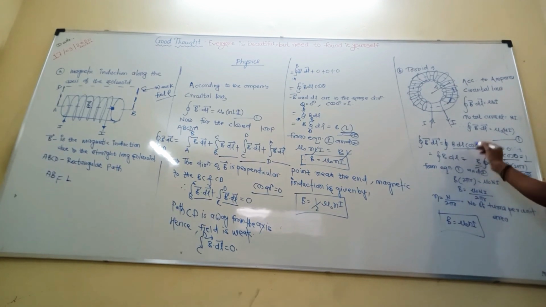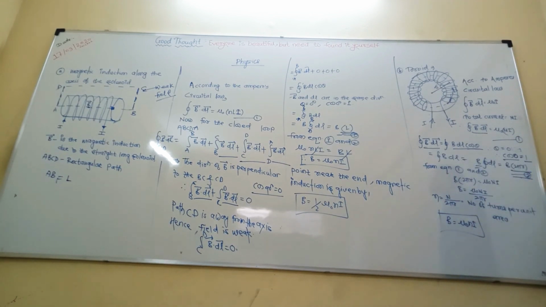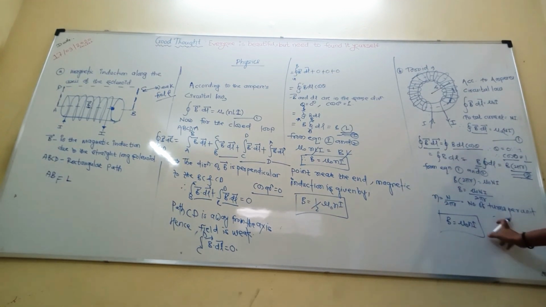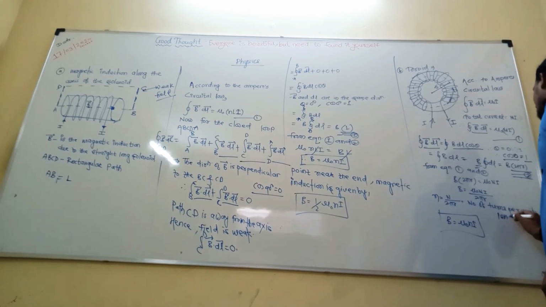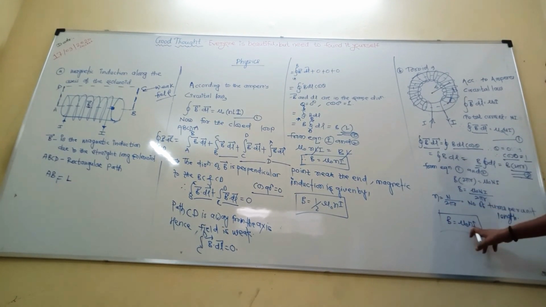Again we compare equation first and equation second, because the left hand sides of both equations are the same. Comparing the two sides, B into 2 pi r is equal to mu 0 N i. So B is equal to mu 0 N i upon 2 pi r. Here capital N upon 2 pi r is the number of turns per unit length, which we write as small n. So our equation is B equals mu 0 n i.